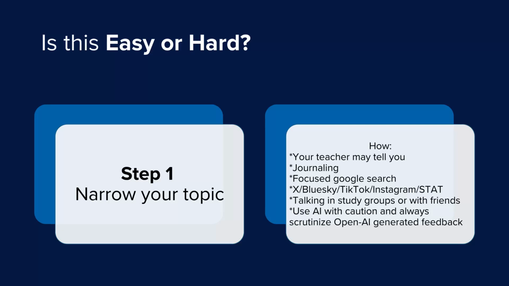Also doing a focused Google search. Google's totally okay to find information and help you narrow down. And of course, there is a lot of social media such as X, Bluesky, TikTok, Instagram, Stat. These are all platforms where there are science-heavy topics and a lot of information being shared, and that may help you identify an area that you want to learn more about and write about. Also, talking in groups with friends, right?